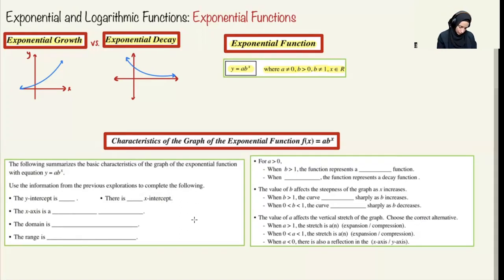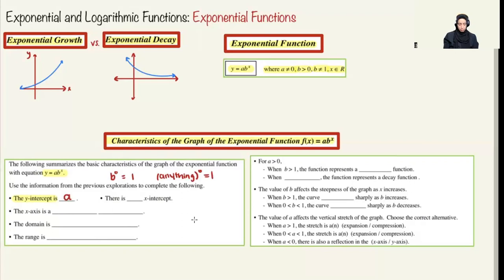Over here, it says the characteristics of the graph of an exponential function that takes the form f of x is equal to a times b to the x. So what is going to be the y-intercept? The y-intercept is always going to be a. Why is it always going to be a? Because if I set x equal to 0, then b to the power of 0 is equal to 1. Anything to the power of 0 is equal to 1. So our y-intercept is always going to be a.